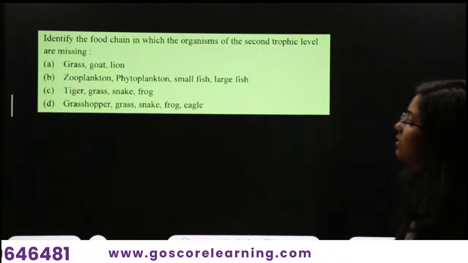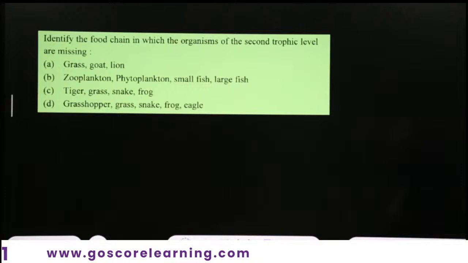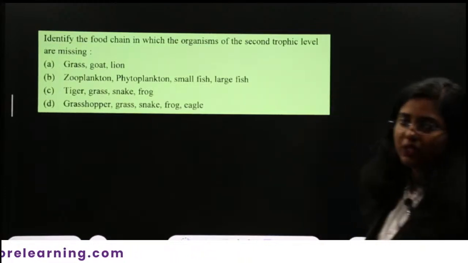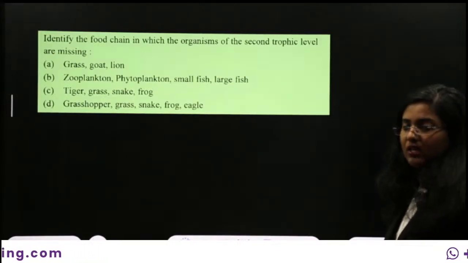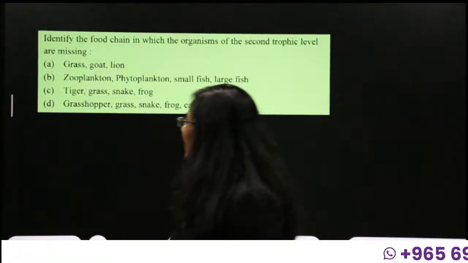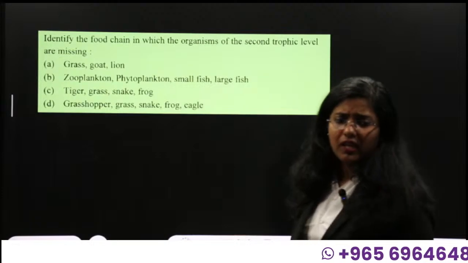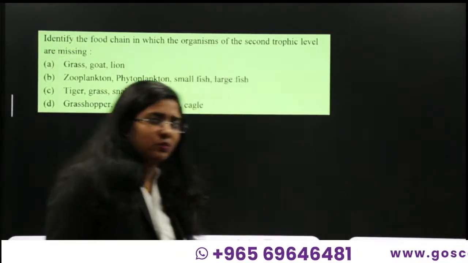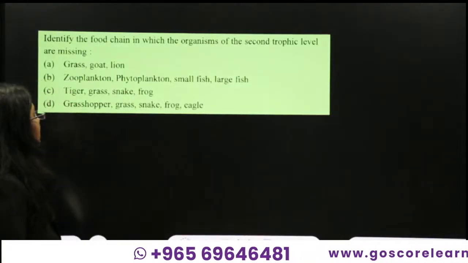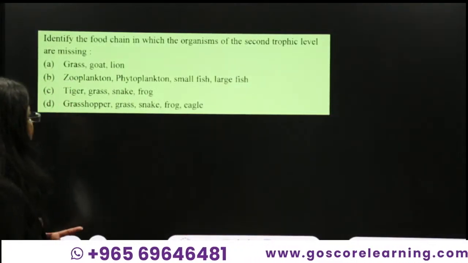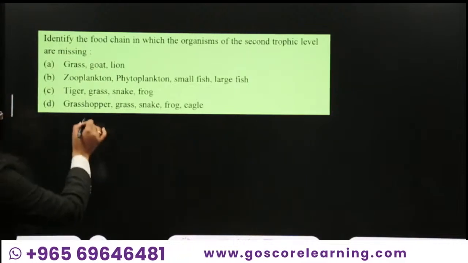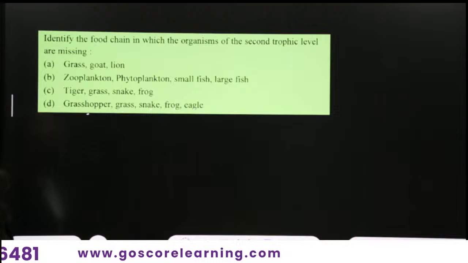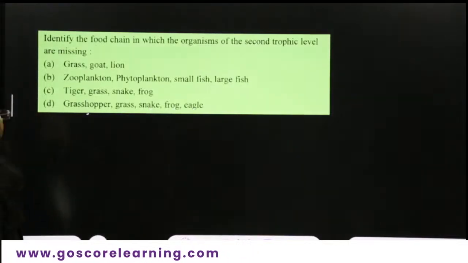Then next one, zooplankton, phytoplankton, small fish, large fish. That also goes with the different trophic levels. Then next one, tiger, grass, snake, frog. It is not at all possible. Something is missing there. Next you see grasshopper, grass, snake, frog, eagle. That is also fine, we could arrange it.